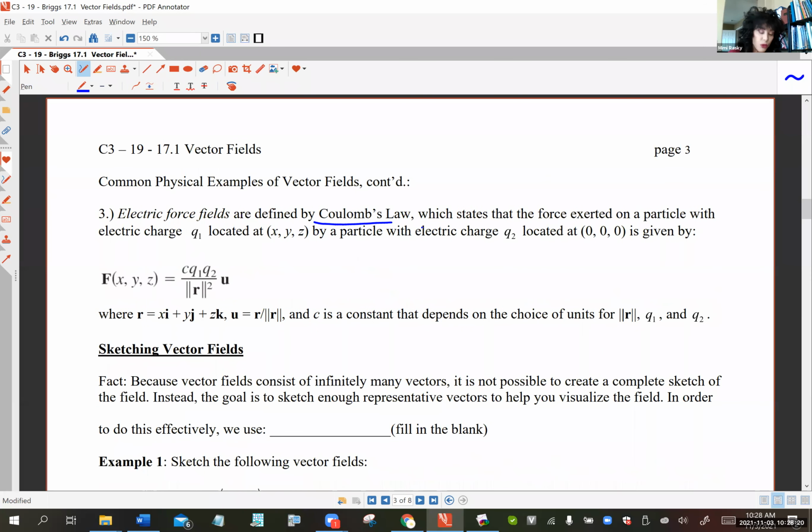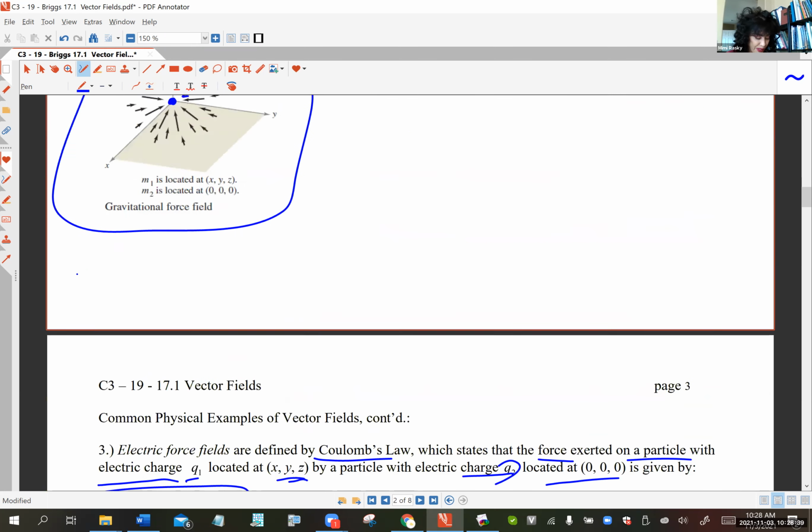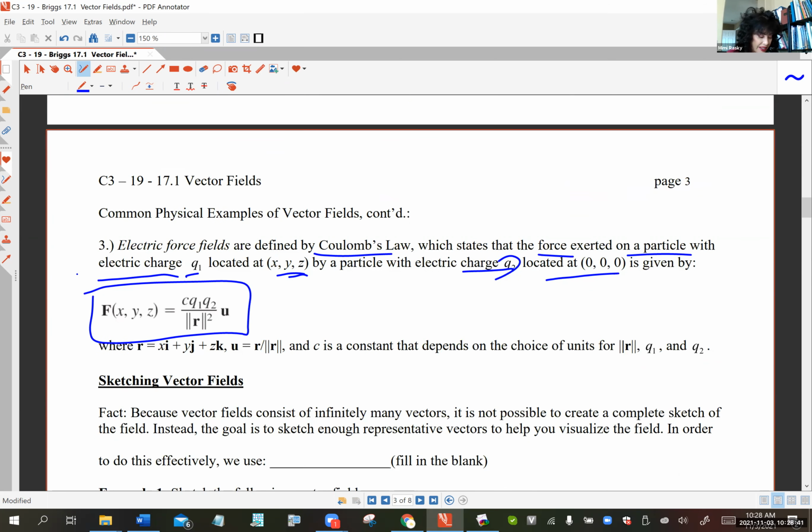So we talk about Coulomb's law, which states the force exerted on a particle of electric charge Q1 located at a point, and another electric charge Q2 located at the origin, is given by this. And this almost looks like the other vector field. You've got some constants and so on. This r squared is, again, a distance squared. Okay.